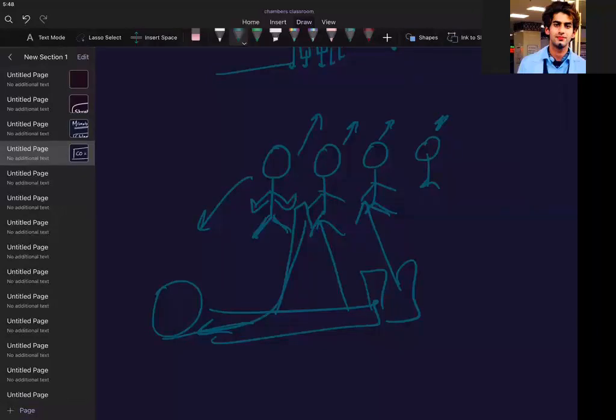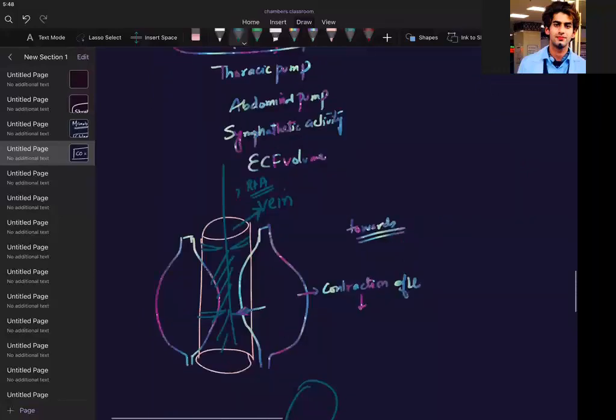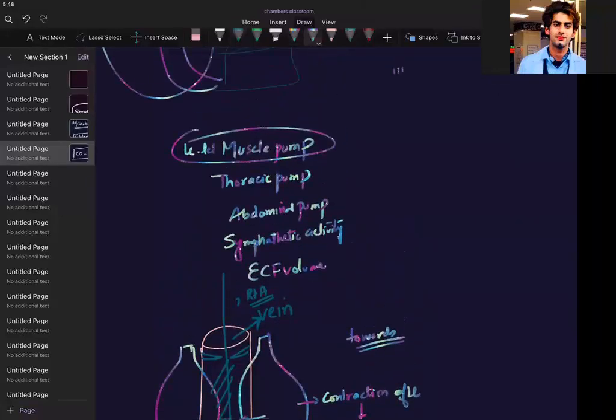Okay, so next pump, what was the next pump? Next pump was the thoracic pump. See, your thorax is a pump. You should first understand this. What is the function of a pump? From one side it brings things, from the other side it gives things. That is the concept we understand from heart physiology. From one side you are getting venous return, and from the other side you are putting out the stroke volume.